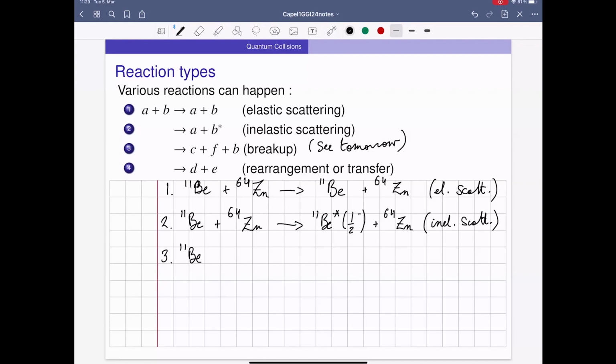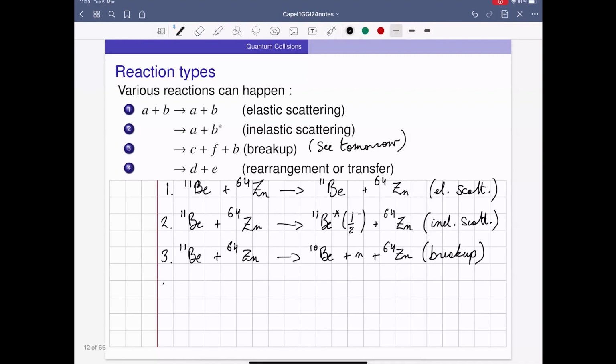The third one, the breakup, would be beryllium-11, and we will mention that during the exercise session. It impinges on zinc, but then what happens, as I've just mentioned, is that the one-neutron separation threshold is very low. It's about half an MeV. And so it can easily break up into beryllium-10 in its ground state plus a neutron plus zinc-64. And this is the breakup of beryllium-11. We will discuss that in more detail at the end of the class.